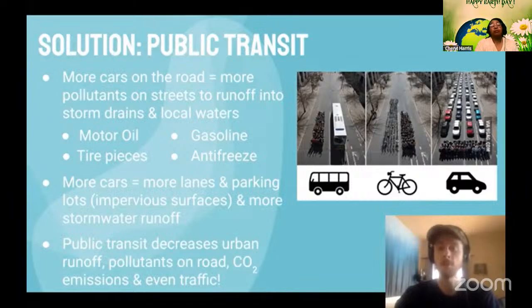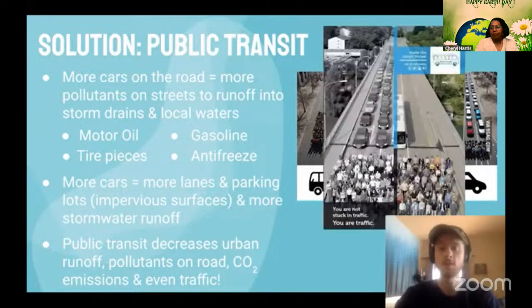No one likes sitting in traffic. And so I'll leave you with this great little graphic here, which says you are not stuck in traffic, you are traffic. So think about taking the bus, think about riding your bike instead. It really helps to reduce traffic, and it really helps to reduce the effects of urban pollution.